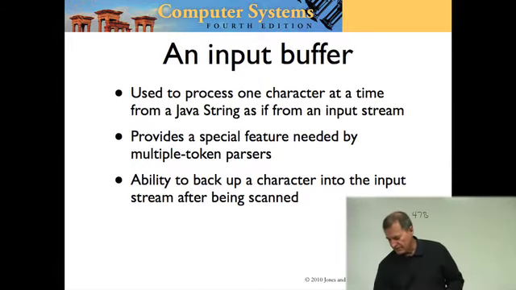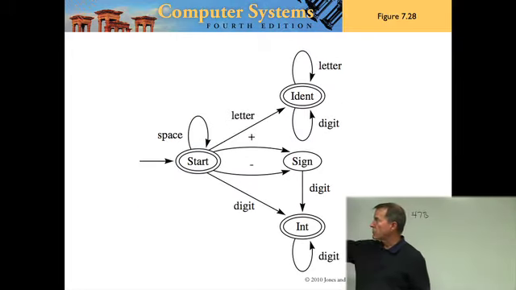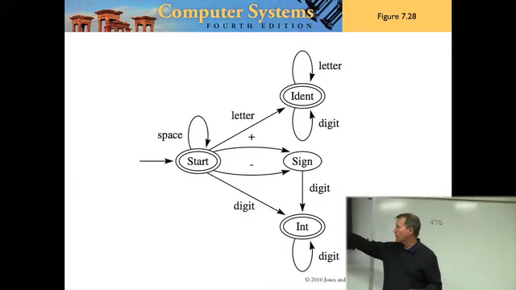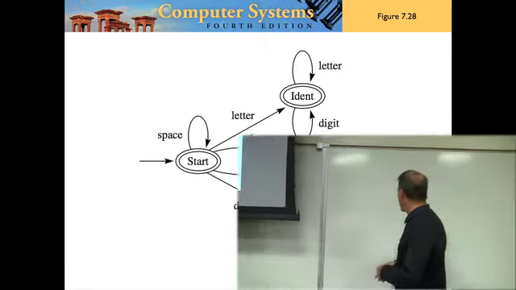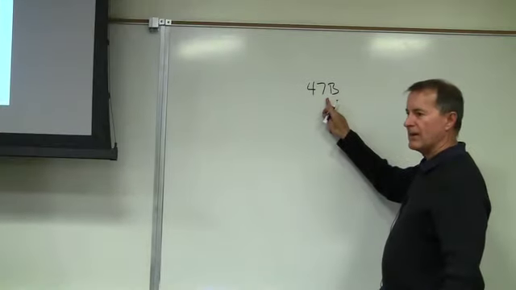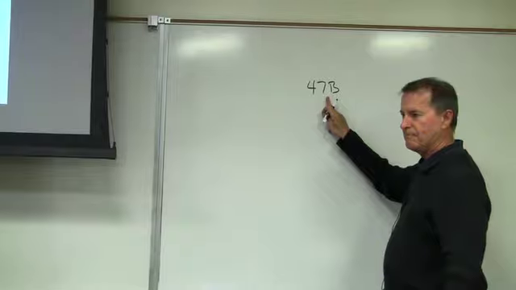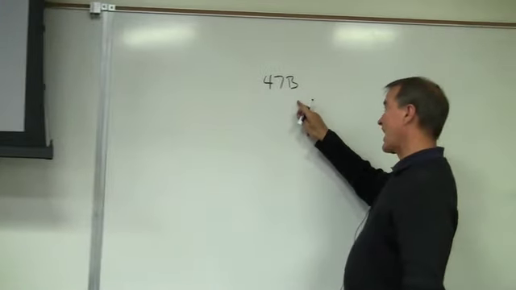Now look, let's go to the finite state machine. Here's the finite state machine. Imagine what happens when we start. If we go to the start and we get a 4, where does that take us? To int. And then the 7 takes us to the int. Now, we're at the 7 and we're in the int. Are you with me? So the next thing we do is we scan the B.